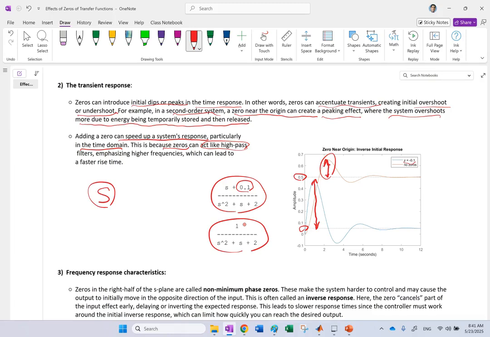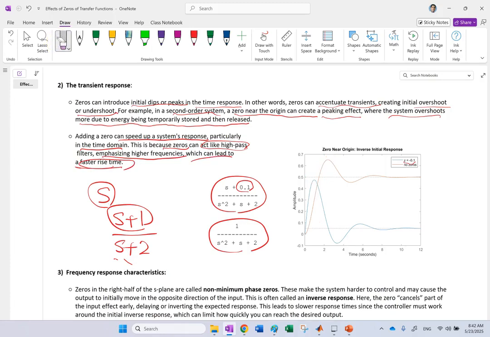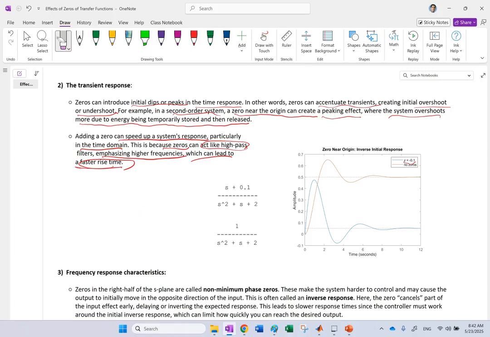Now, if the 0 is at -1, your numerator is s plus 1, although this one is not exactly a derivative, but it acts similar to a derivative, right? So if I have this over something else, this is a high-pass filter. And the high-pass filter acts like a derivative, and derivatives will emphasize higher frequencies, so they make a faster rise time.